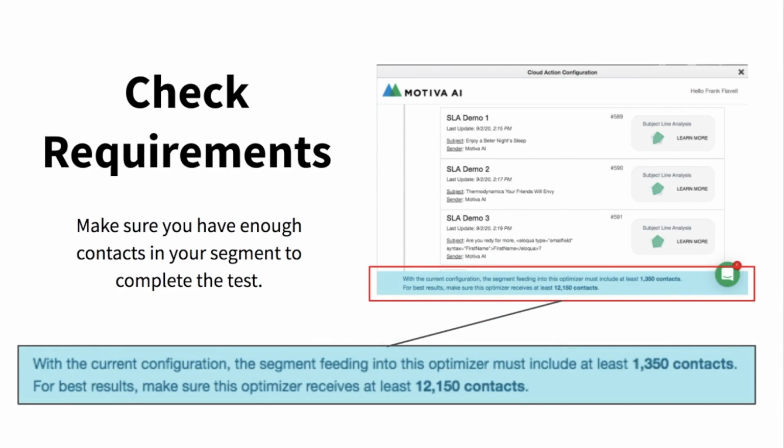Keep in mind that MT steps do require a certain number of contacts to be successful. As a general rule of thumb, you need approximately 150 contacts per email version per hour for several days. When you configure a message test in the Eloqua canvas, a blue notification bar will appear at the bottom of the window, indicating the minimum and recommended number of contacts for the test.